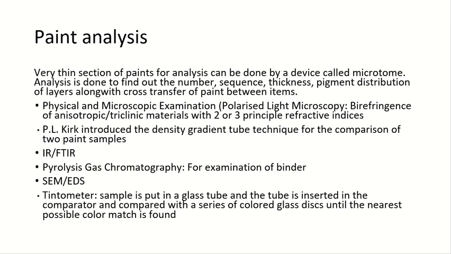The analysis of paint. So microtome is used to cut the paint into thin section, and the analysis is done to find out the number, sequence, thickness, pigment distribution of the paint layers along with the cross transfer of paint, as in case of car accident, whether the paint is obtained from that particular car or the car that hit the other car.